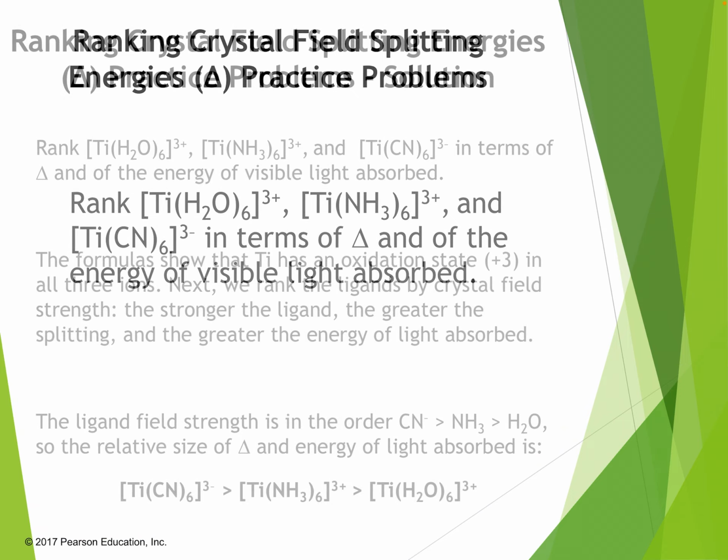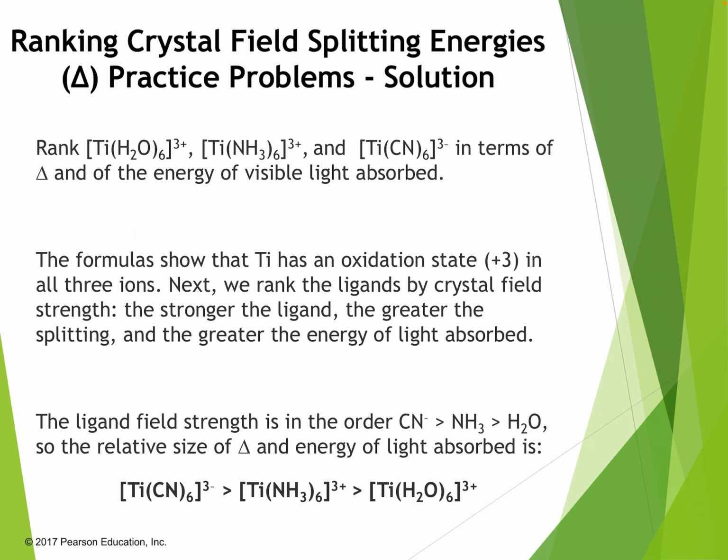All right, let's go through this. So we have 3 different ligands, right? In all of these, our titanium is always going to be a 3+. So that is not affecting our crystal field splitting energy. That's not affecting the color of light. We're just looking at the change due to the ligand here. So we need to see which one of those is the stronger field splitting ligand.